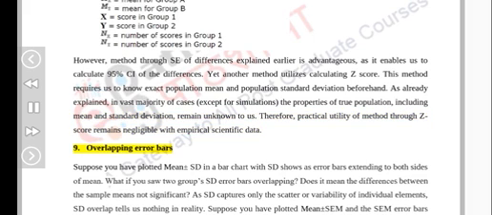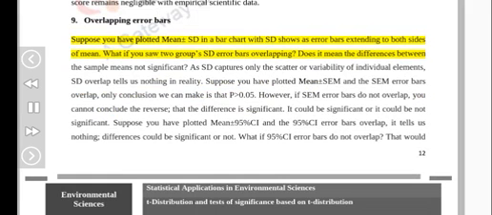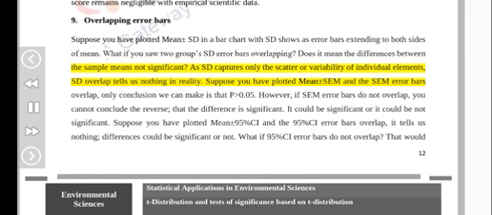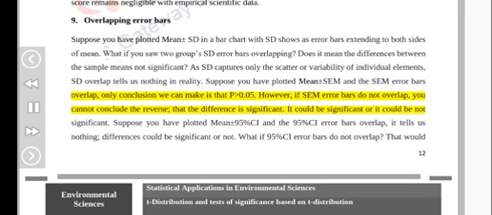9. Overlapping error bars. Suppose you have plotted mean plus or minus SD in a bar chart, with SD shown as error bars extending to both sides of the mean. What if you saw two groups' SD error bars overlapping? Does it mean the difference between the sample means is not significant? As SD captures only the scatter or variability of individual elements, SD overlap tells us nothing in reality. Suppose you have plotted mean plus or minus SEM and the SEM error bars overlap. The only conclusion we can make is that p is greater than 0.05. However, if SEM error bars do not overlap, you cannot conclude the reverse, that the difference is significant. It could be significant or it could be not significant.